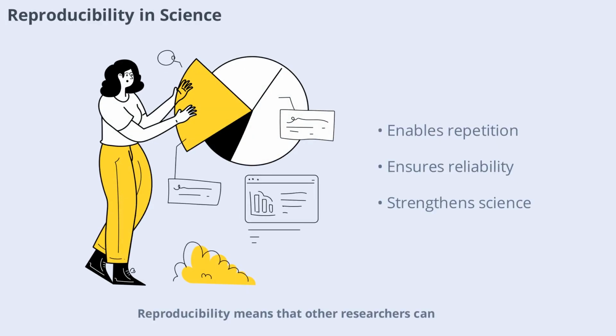Reproducibility means that other researchers can repeat an experiment and get similar results. Statistics play a key role here by providing clear methods for data analysis and reporting. When studies are reproducible, scientific knowledge becomes more reliable and robust.